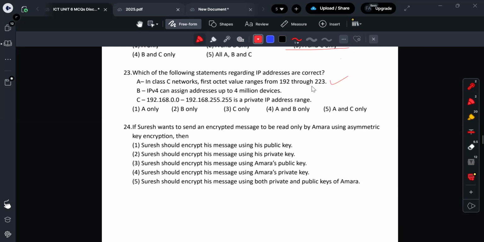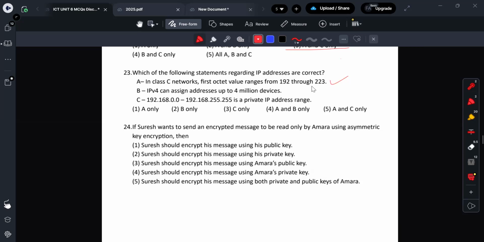So class A, it is 1 to 126. Class B is 128 to 191. And class C is 192 to 223. 127 is for the testing. Loopback testing. So then B.